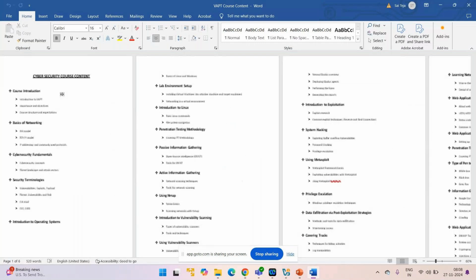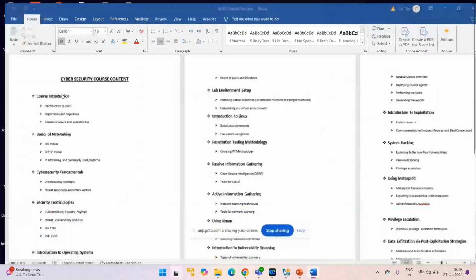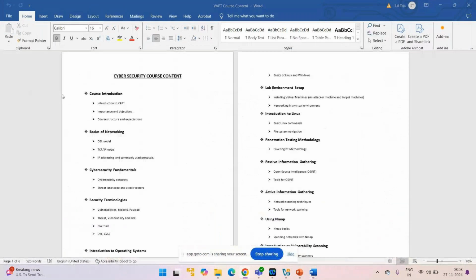So this is the course structure that we have designed for the people who want to get into the VAPT domain, which is vulnerability assessment and penetration testing. This course is designed in such a way that even if you're a fresher or an experienced person moving from a different domain and wants to get into cyber security, you will be able to get in, because this course is going to start with the very basics.